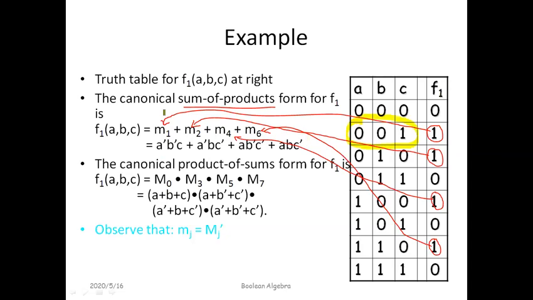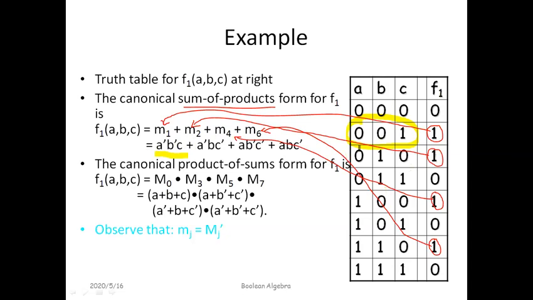0, 0, 1. We said for the sum of products, where there's 0, we invert. So the first 0 will be A bar, which is what is happening here. The first 0 will be A bar, then the second will be B bar, the third will just be C. So this is what is happening here. A bar, B bar, C. Then plus, we go to the second one.